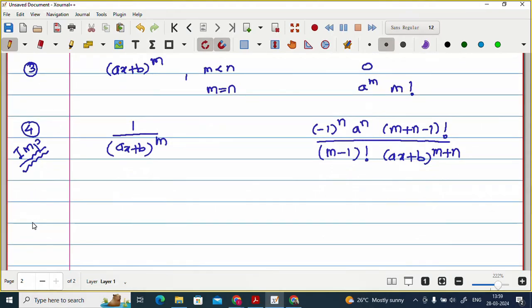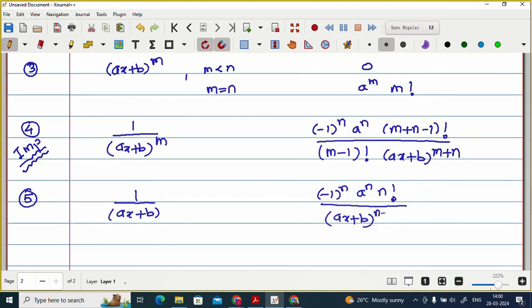Okay. Then fifth, I will just mention that if it is 1 upon ax plus b, it will be a special case of that fourth formula. Fourth is for, in general, 1 upon ax plus b bracket raised to m, and if that m value is 1, power is 1, then it is 1 upon ax plus b. In that case, the nth derivative is given by minus 1 raised to n, a raised to n into n factorial divided by ax plus b raised to n plus 1.